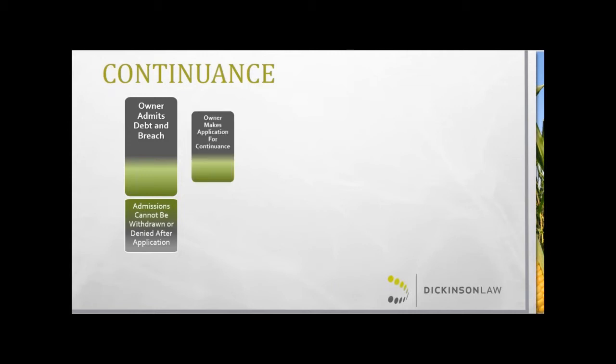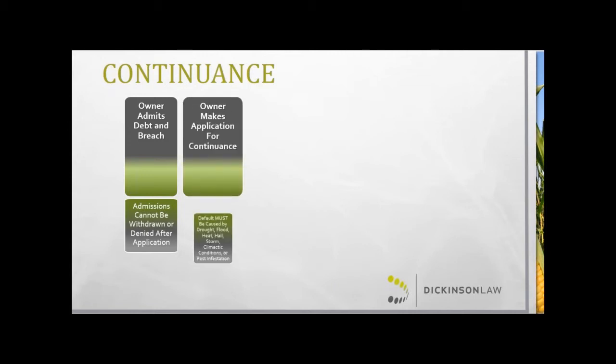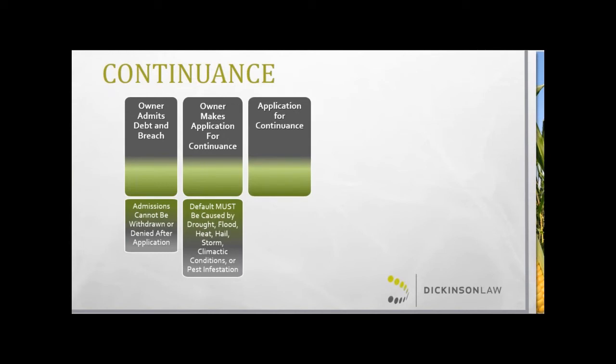and save the farm within the moratorium period. In all actions, when the owner enters an appearance and files an answer admitting some indebtedness, those admissions cannot be withdrawn or denied after continuance is granted. The owner can then apply for a continuance of the foreclosure action if the default, or the inability to pay, was brought about by drought or flood, heat, or other climactic condition or infestation, so something that was beyond the control of the debtor.